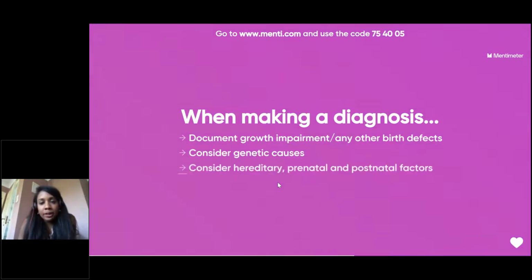So the other things to think about are hereditary causes, prenatal and postnatal factors. So just your general history taking that you would always do, in terms of whether there were any neonatal difficulties, any childhood illnesses, and also thinking about other social factors, so any history of trauma, for example.